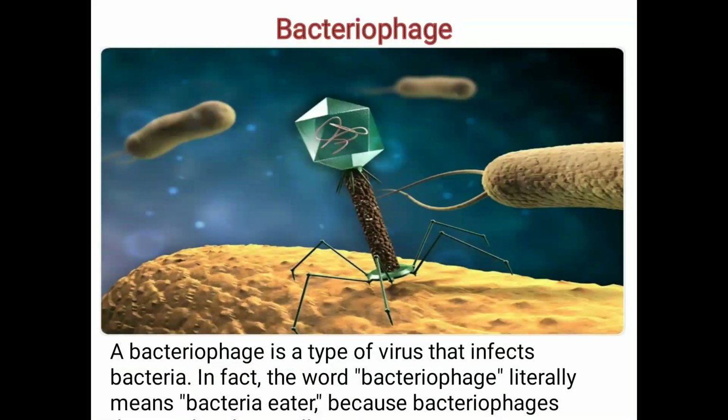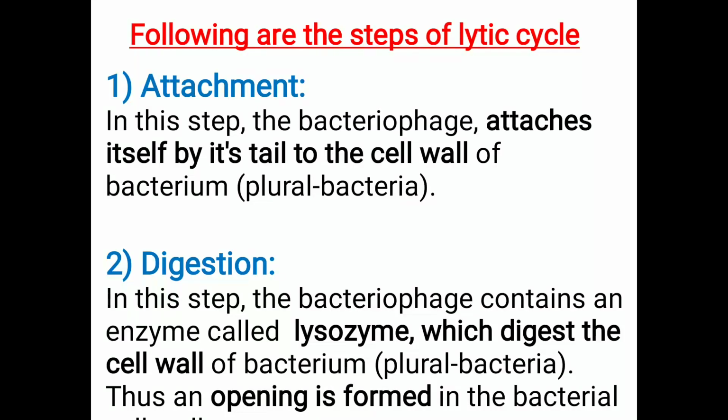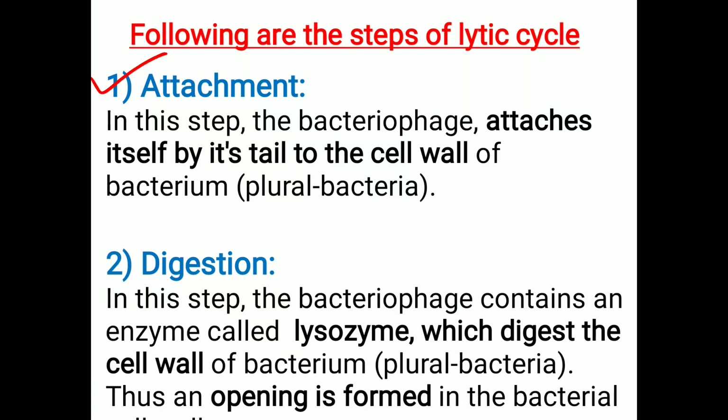Then next we discuss the second step, digestion. After the attachment, the next one is digestion. So in this step what happens? The bacteriophage or virus contains an enzyme called lysozyme, or lysoenzyme, which digests the cell wall of the bacterium, and thus an opening is formed in the bacterial cell wall.